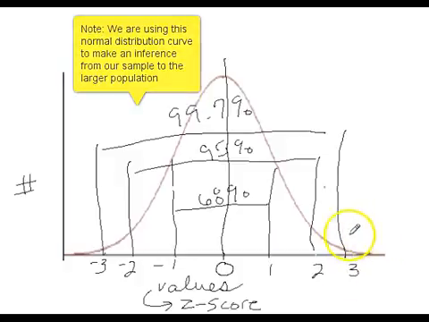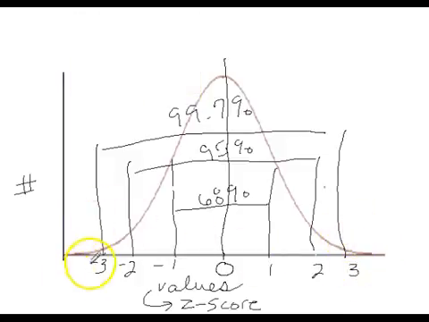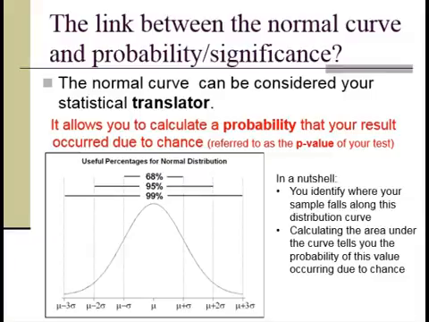So we know that values out here at the tails are highly unlikely, and the closer we get to the mean, the more likely it is that we would see values like that. So in this way, the standard normal curve is essentially becoming our translator so that we can take values from the original units that we measured and put them into some standardized value that can be used to assess probabilities. And this is exactly what we need to do for hypothesis testing.